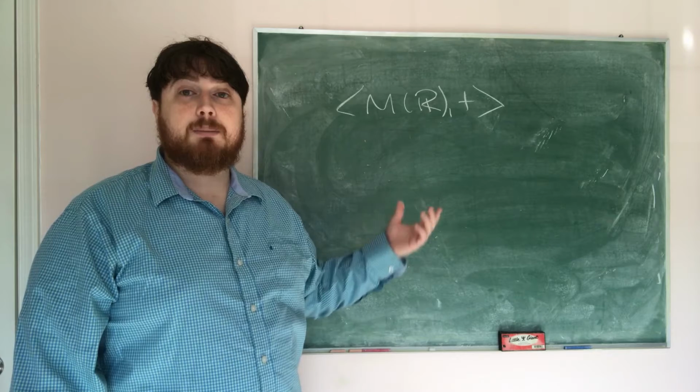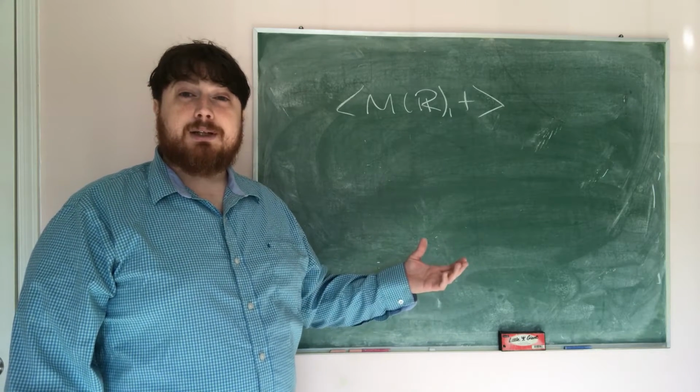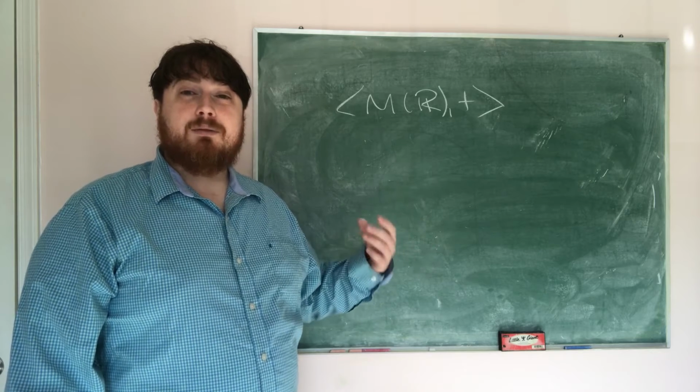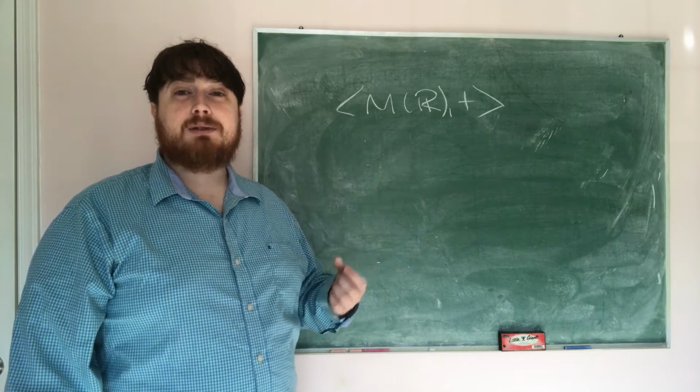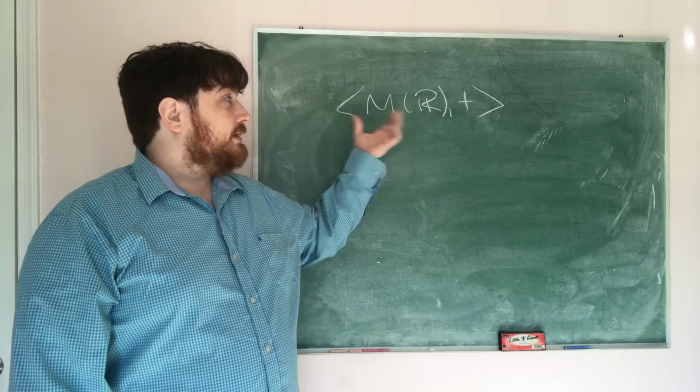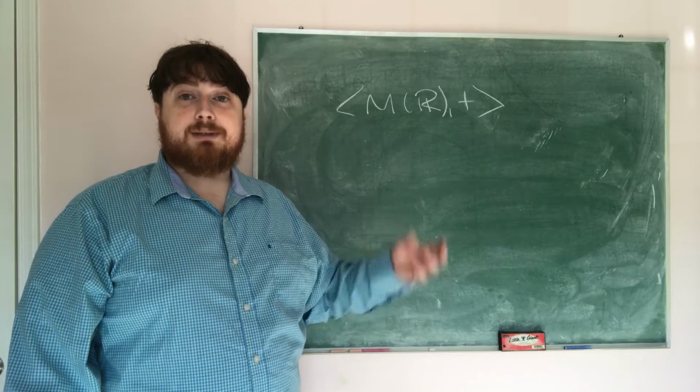It's an associative operation. It's a commutative operation. Furthermore, there exists an identity, the 0 mapping, and every mapping has an inverse, namely the negative of that mapping. So we have that this set under addition does indeed form a commutative or abelian group.